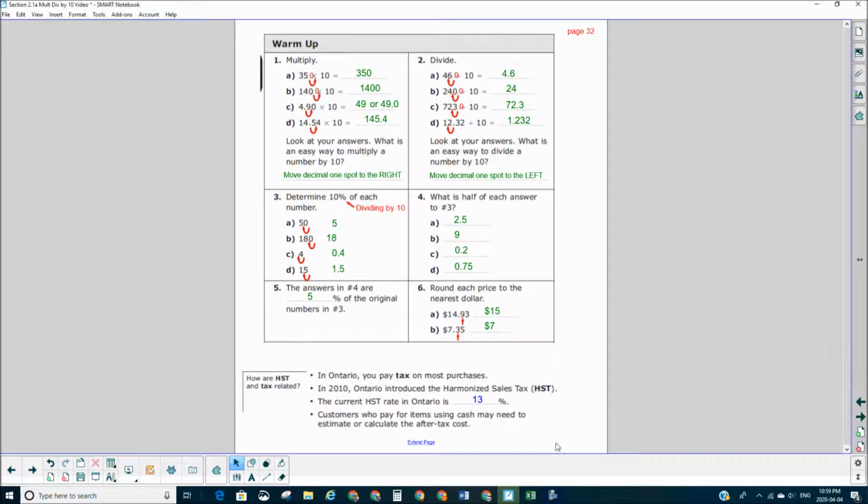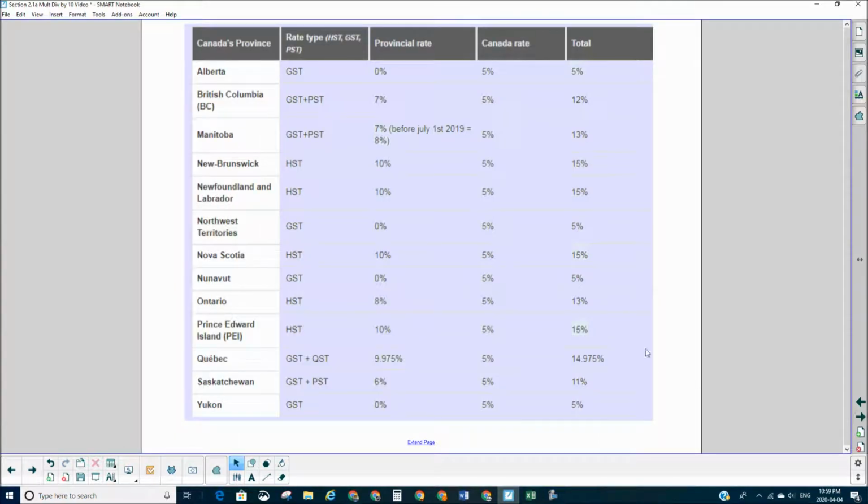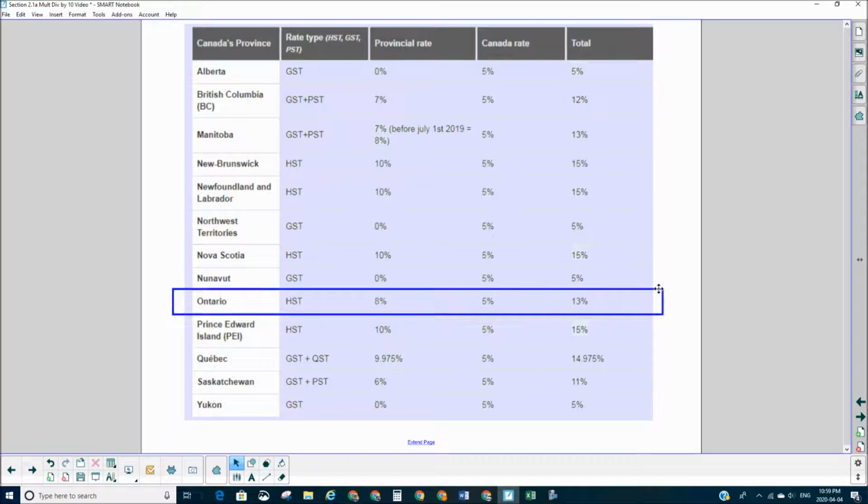That HST in Ontario of 13%. You can see here's a list of all the different sales taxes in Canada. So there we are in Ontario, we pay 13%. It's actually a combination of the Canada rate. Everyone in Canada pays 5%. That goes to the federal government. And then each province has their own sales tax.